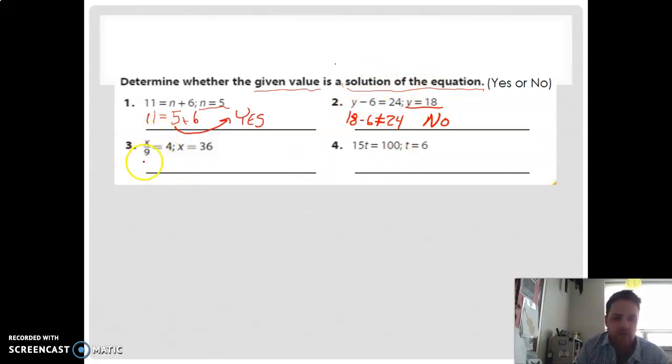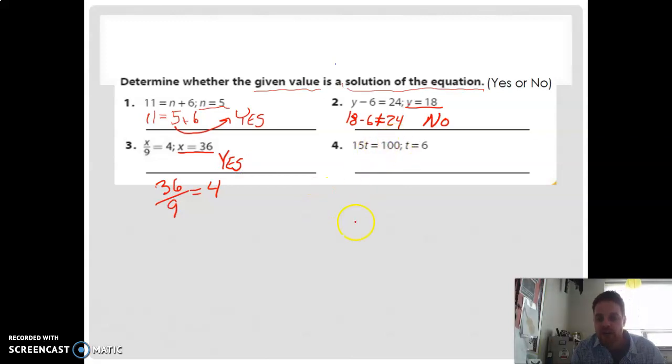Down here we got x over 9 equals 4, and they're asking us, hey, here's a solution we came up with. Is that a solution to the equation? Is x equals 36 a solution? Well, we know that x over 9 means 36 divided by 9 is equal to 4. So here's our expression of 4. Here's our expression 36 divided by 9. Is 36 divided by 9 equal to 4? It is, so we're going to say yes.